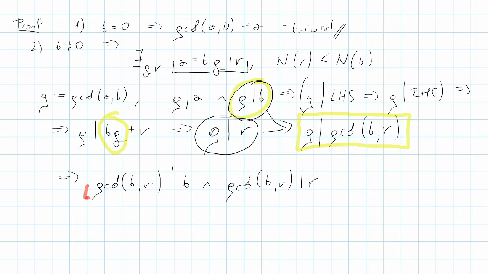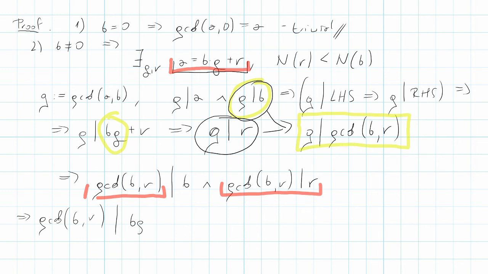So we have this thing, we have this thing, and we have this thing here. So now the greatest common divisor of B and R divides the right hand side. It follows that the greatest common divisor of B and R divides BQ plus R, because it divides both B and R. But BQ plus R is just A.